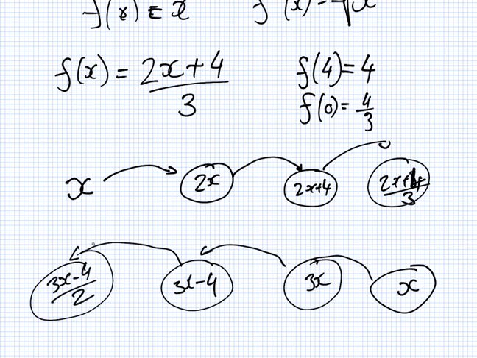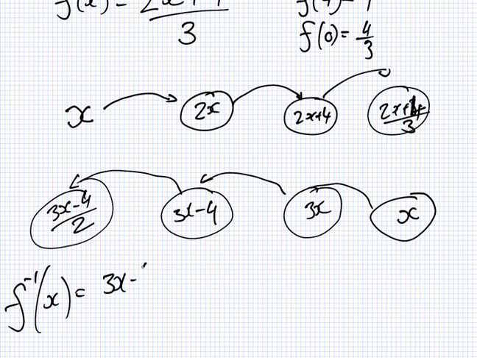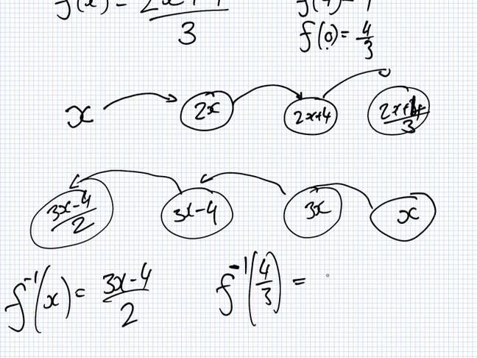Now, one way you can find it is by using these kind of set diagrams. So if you think about the x as your starting point, what's the first thing you do to x? You multiply it by 2. So it becomes 2x. And then what's the next thing you do to the x? You add 4 to it. And then what's the last thing you do to the x? Divide by 3. You divide your answer by 3. So you can kind of go backwards.